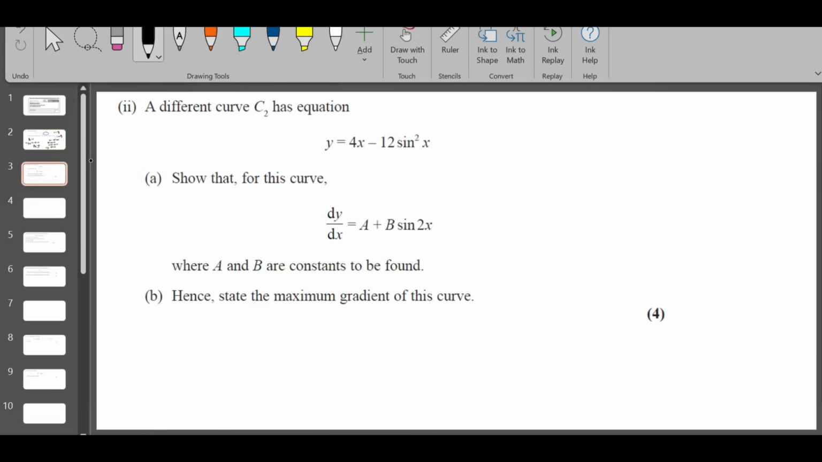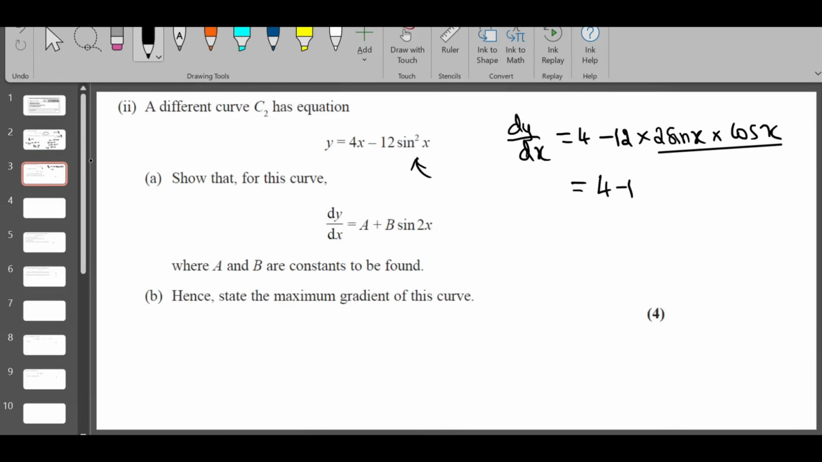A different curve has equation... They ask you to show that dy by dx is this. You need to differentiate it. When you differentiate it, 4x becomes 4 minus 12. We need to differentiate sine square using the chain rule. Take it as x square. Derivative of x square is 2x and derivative of sine x is cos x. And we know the double angle formula for sine 2x is 2 sine x cos x. So you can write it as 4 minus 12 sine 2x. That's the gradient function dy by dx. That's the answer for part A.